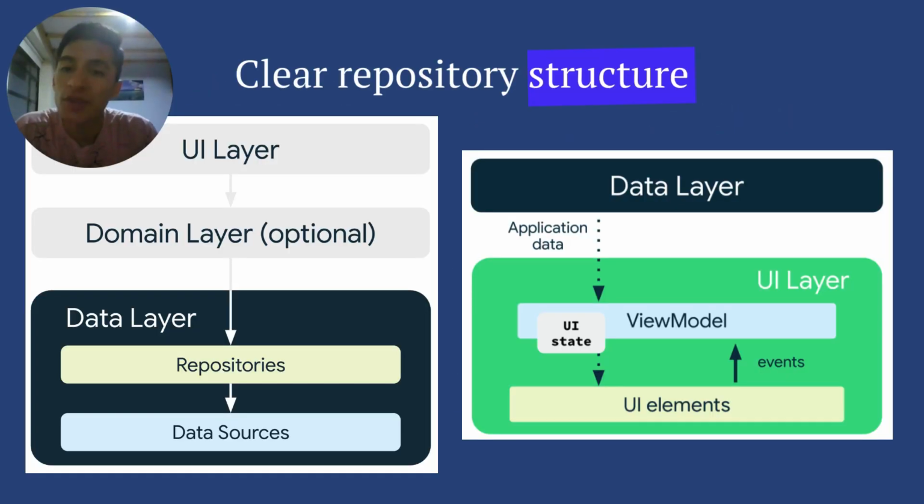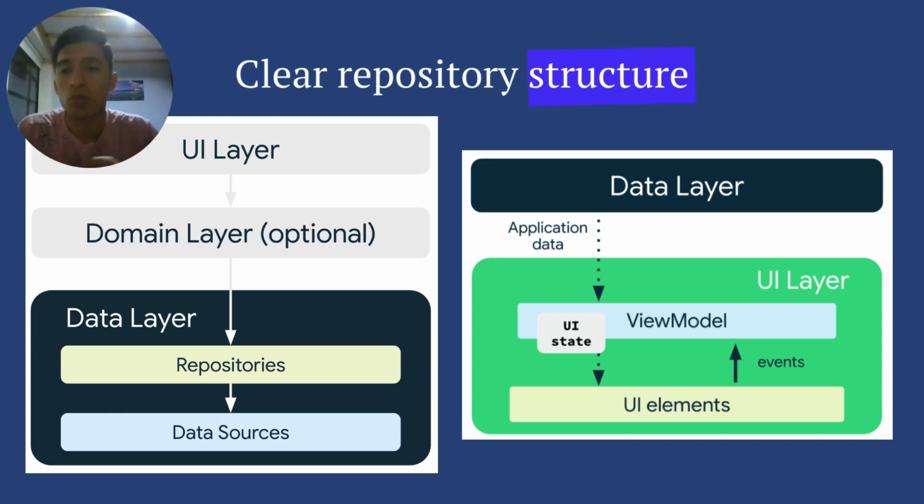Hi, today I'm going to talk about what a clear repository structure means. For example, this is for Android development. Google recommends to use at least two layers of the three main layers in order to build good software. For example, the UI layer has the responsibility to handle all the changes on the state of the data that could change.